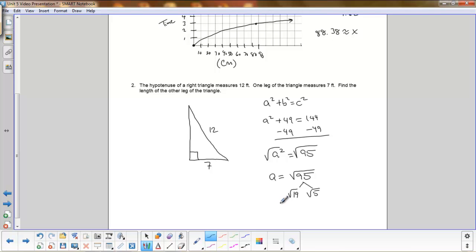Pretty simple, straightforward processes. We're just applying them to some real-life examples and other types of applications. So please expect this type of work on your worksheets.